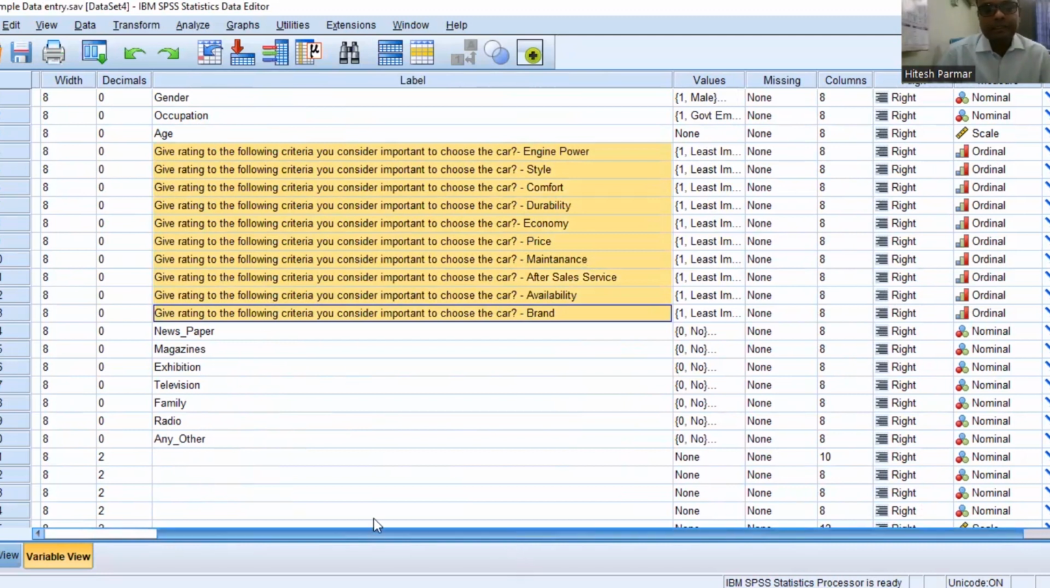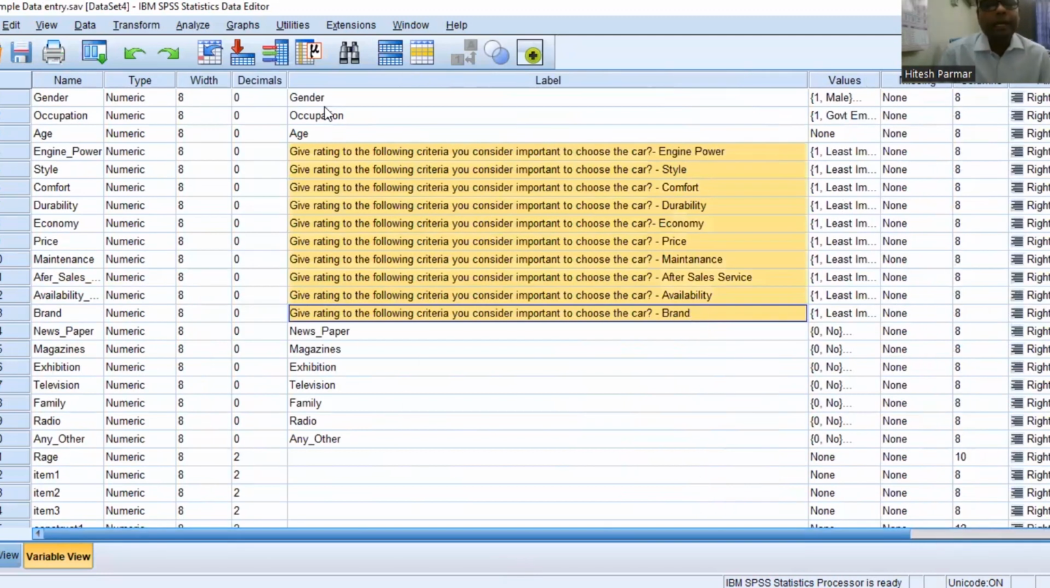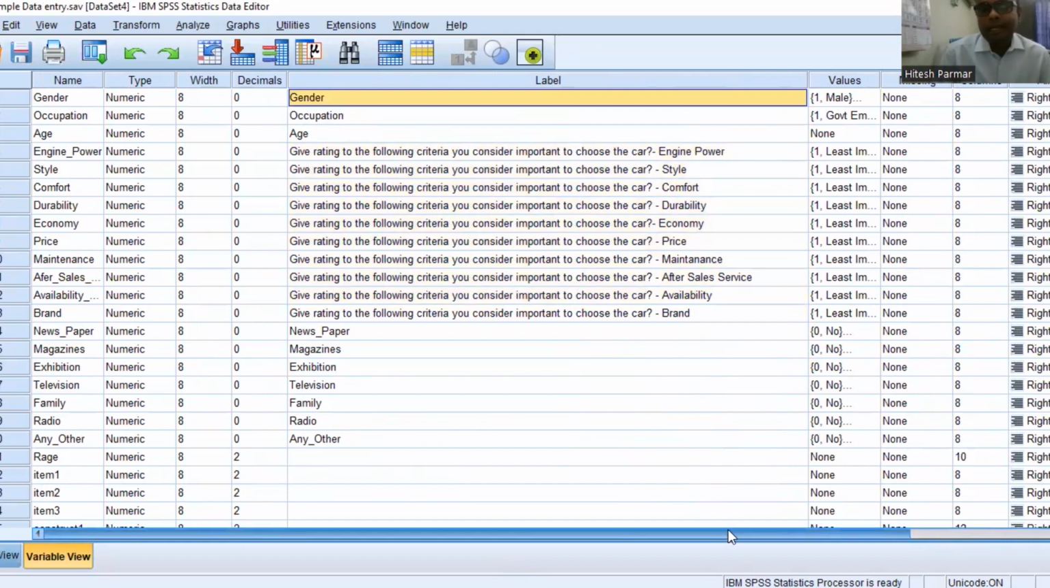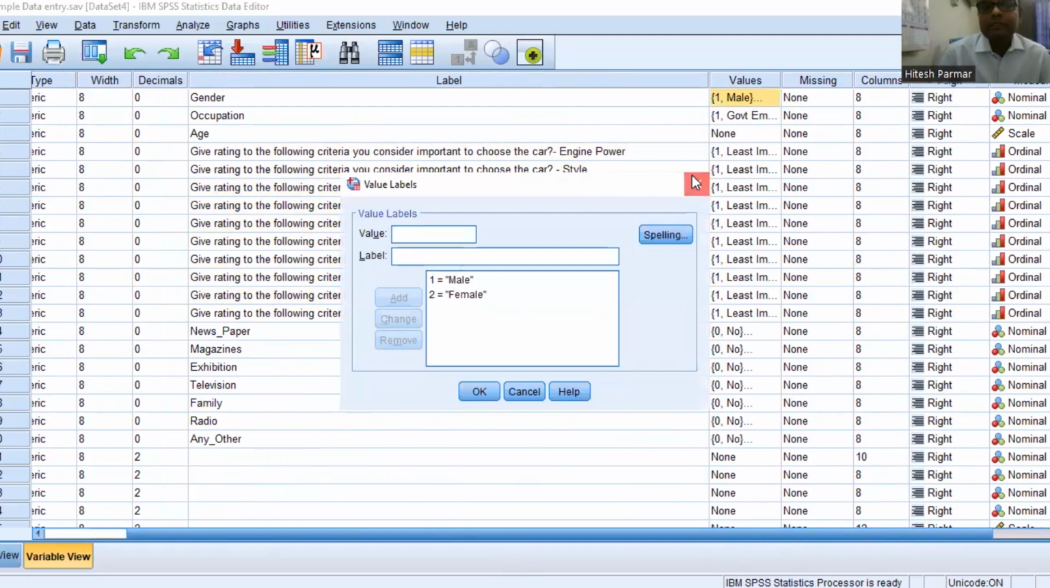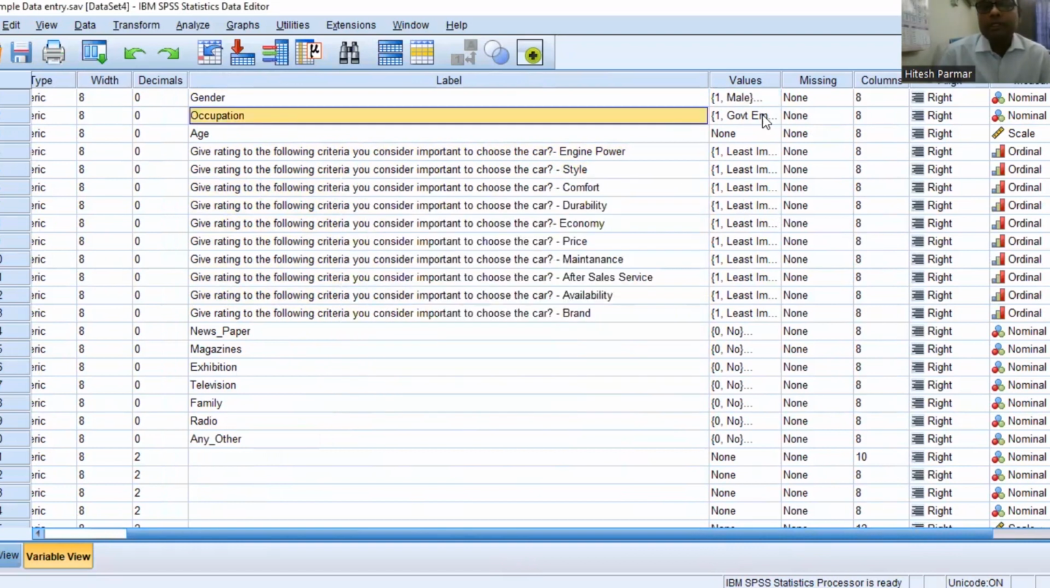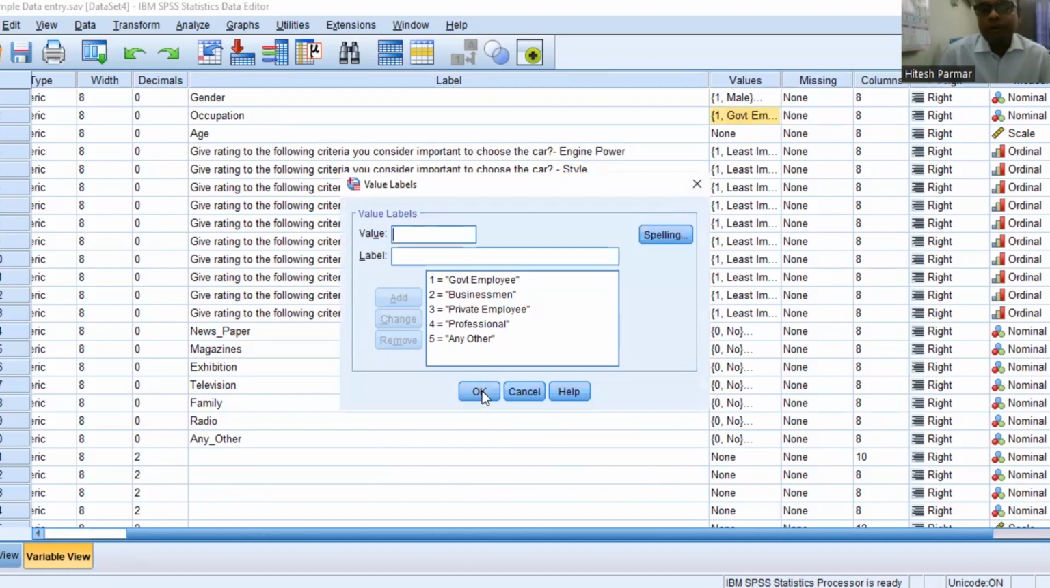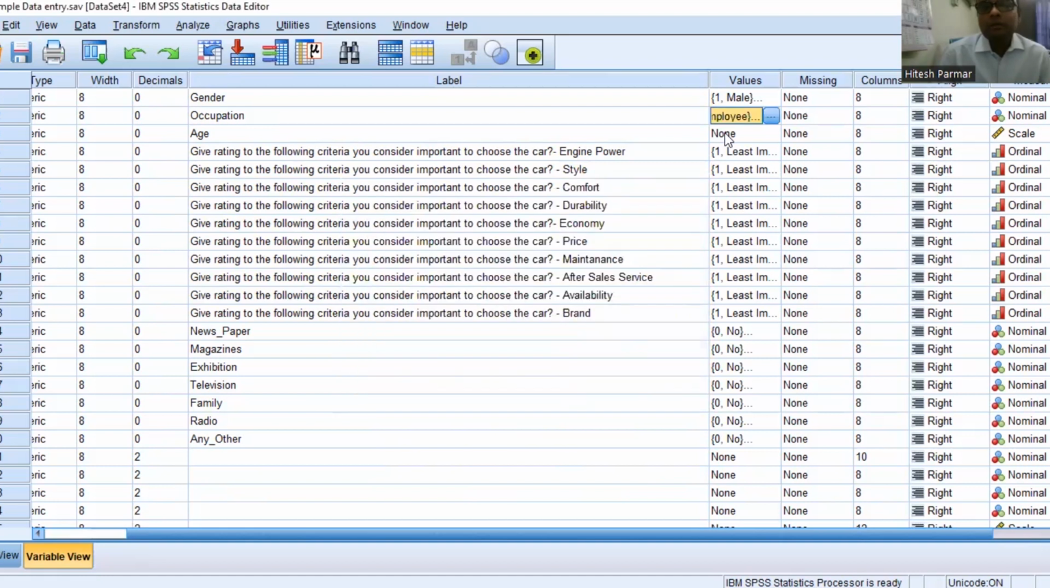But against which variable would we like to go? So gender is available. Any two-group variable is comfortable, so gender we can test. Occupation we cannot go with because we have 5 categories, right? Age also has not been categorized. So only gender is capable here. So between gender and each of these rating variables, we can go with Mann-Whitney U-test, starting with engine power to brand. So now let us apply this test.